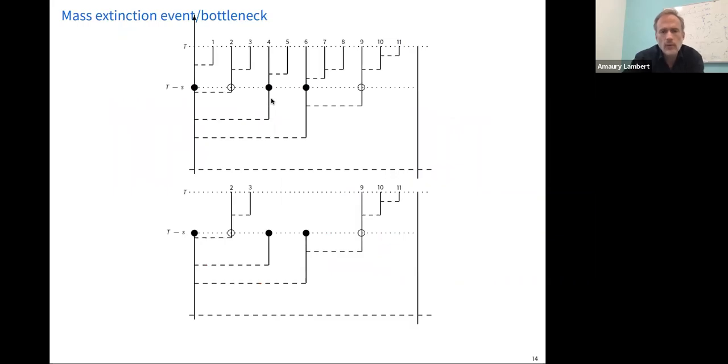Another thing that we can do is assume that instead of killing or removing species alive at time capital T, we will remove lineages that were alive at time capital T minus S to model the presence of a mass extinction event. We would say a bottleneck in population genetics, again by assuming that every lineage that was present at that time was removed and killed with its entire descendants with the same probability independently.